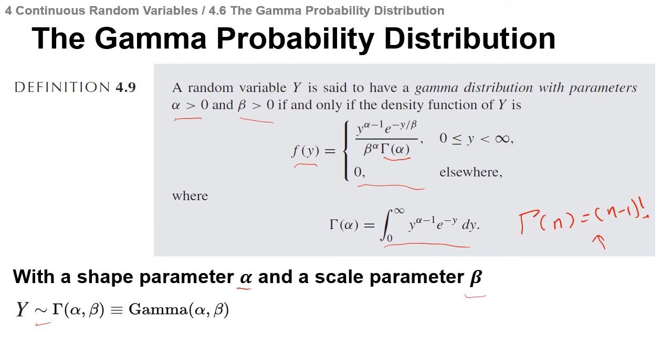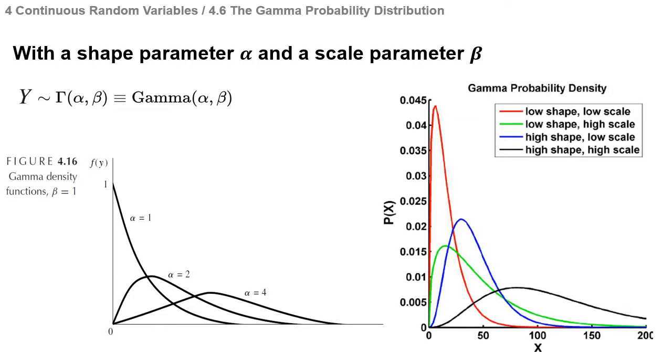Okay, now let's look at what the distribution looks like. The random variable y is defined on 0 to infinity, and the shape changes like this. Alpha is the shape parameter. It determines the shape. Red and green represent low shape, and they are skewed toward the value 0. If the shape parameter alpha has a higher value, it is more extended, so green and black have a higher shape parameter alpha.